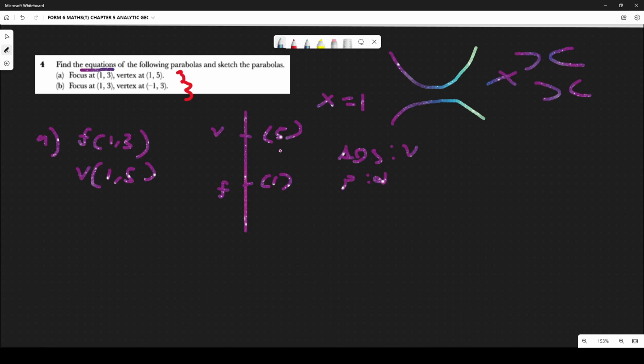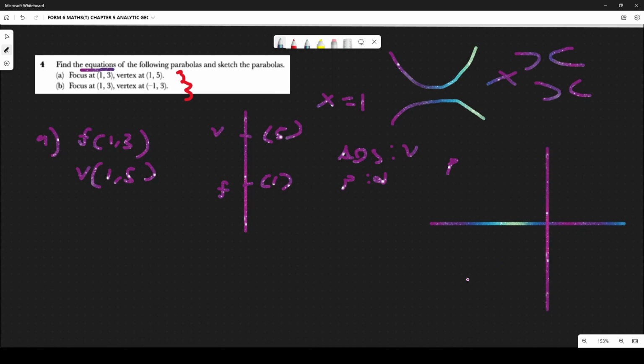Why can we say downward? Because when you notice that the focus is below the vertex, it most likely is going to open downward. Okay, so wait, before we continue, I just want to double check. These are the important parts of a parabola when it comes to this topic.